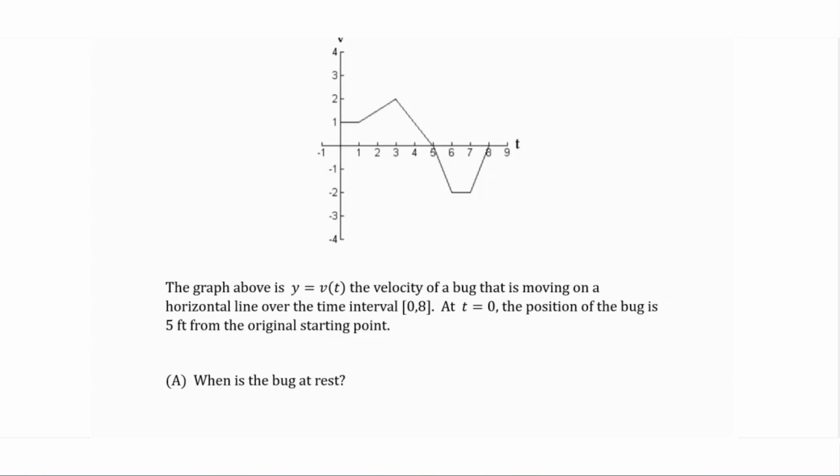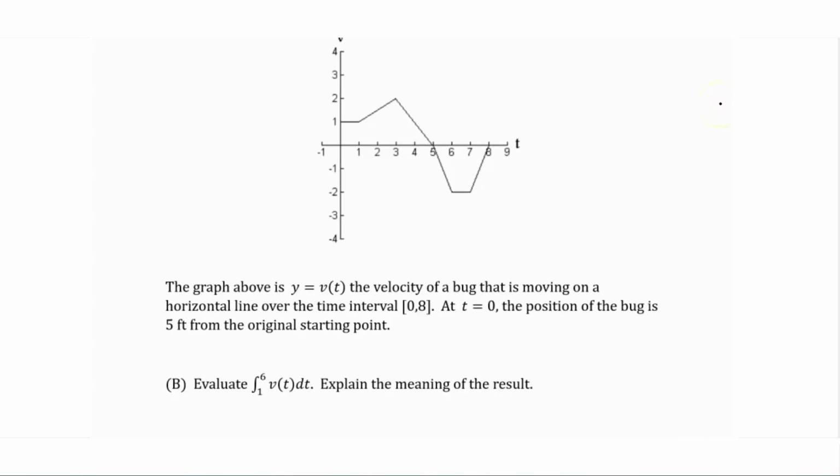So for the first part, we want to figure out when is the bug at rest. In this case, what we're looking for is when is v of t equal to 0. If we look at our graph at t equals 5 and at t equals 8, v of t is equal to 0. That is usually one of the starting points and first part of a particle motion. We'll try part B next.